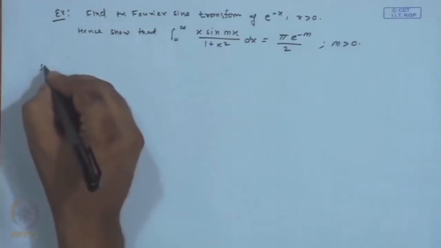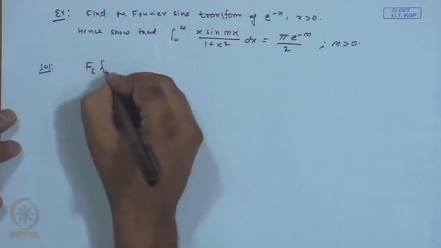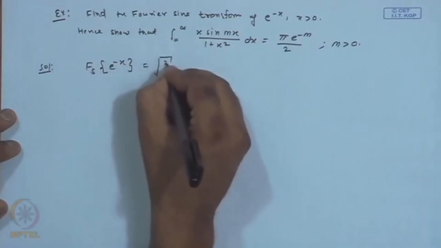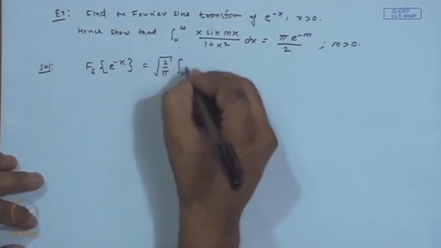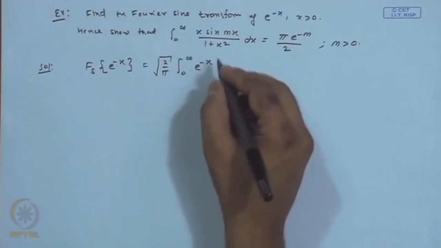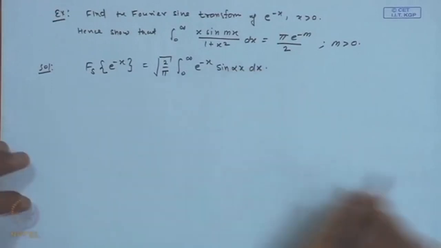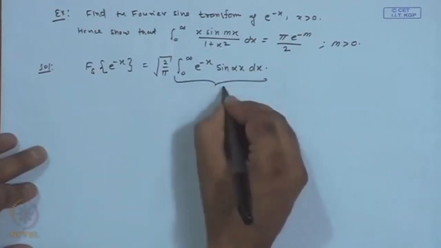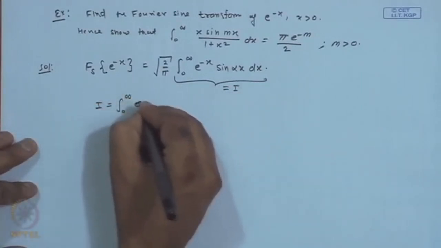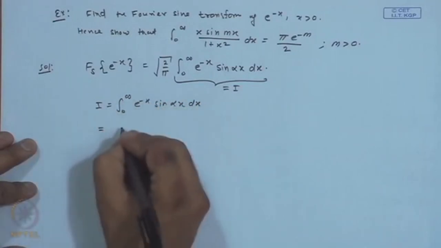Now we go with the definition of the Fourier sine transform. So, for e to the minus x, we have square root 2 over pi, integral from 0 to infinity, e to the minus x is the function, and then sin alpha x dx. We can evaluate this integral. Let us call this I. So, we have I equals the integral from 0 to infinity of e to the minus x sin alpha x dx. We integrate by parts.